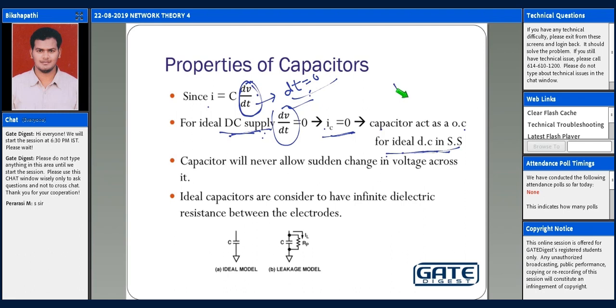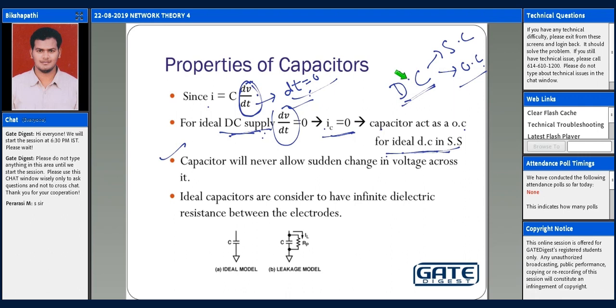So for DC values, the inductor acts like a short circuit and the capacitor acts like an open circuit. Remember those two points. They are very important in transient problems, and in all transients we apply these conditions only.